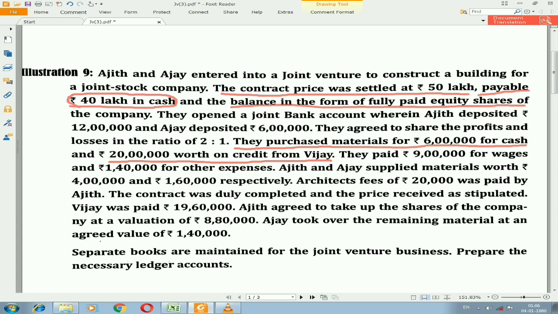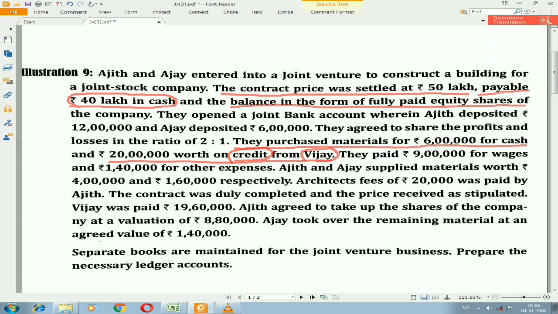So they have purchased materials on the credit basis from Vijay. As I told you, if it is a credit transaction, we can't record on bank account. We are supposed to record in the name of creditor's name. If they have not given creditor's name, then we need to record in the form of sundry creditors account. In this case they have already given the creditor's name, that is Vijay, so we need to record that entry in his name.